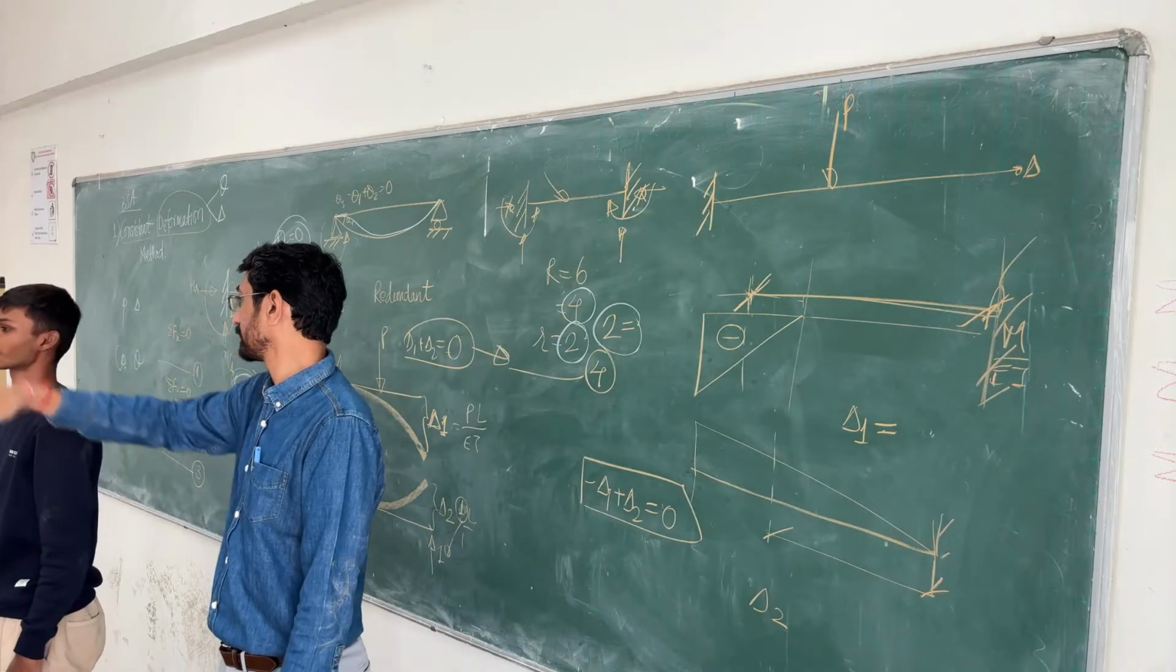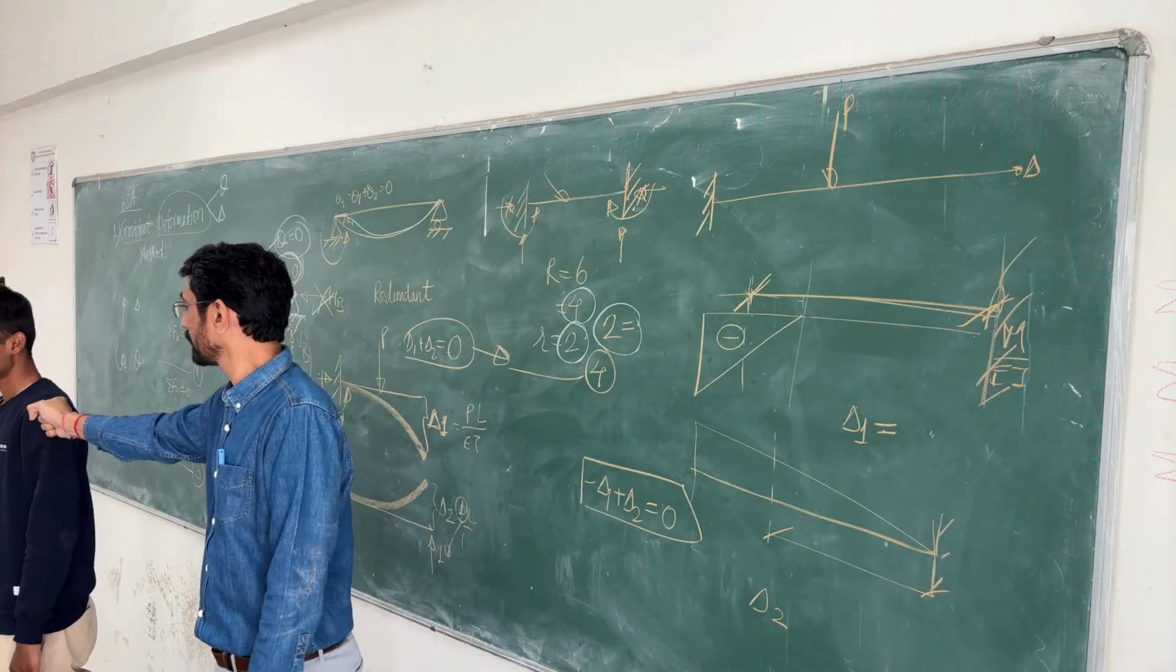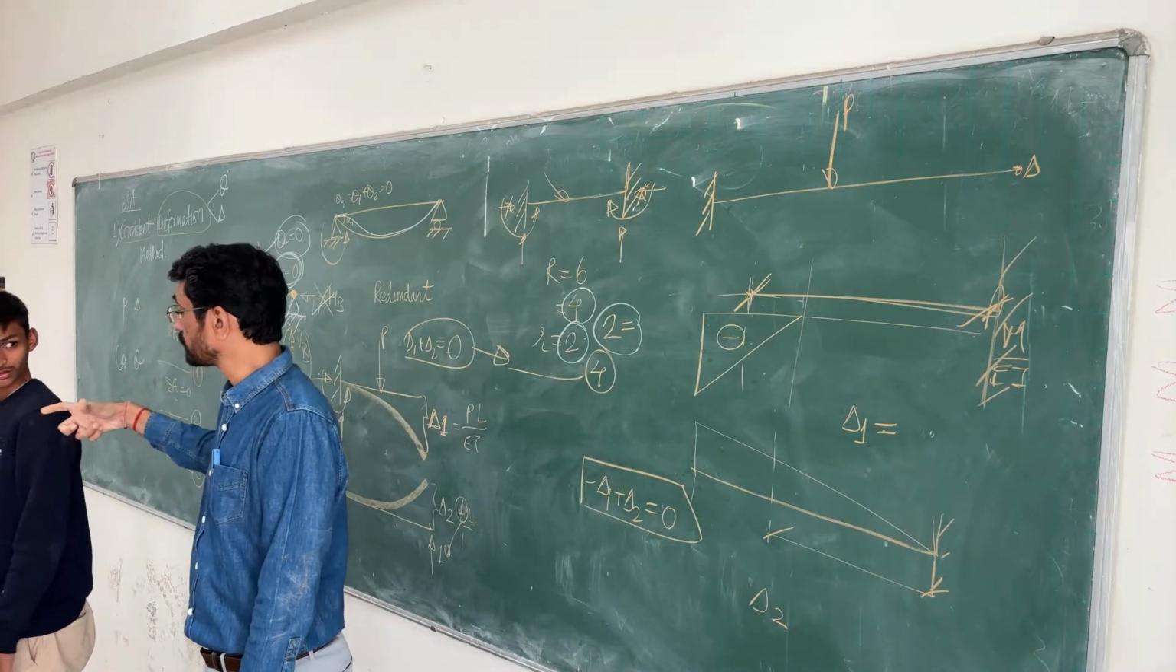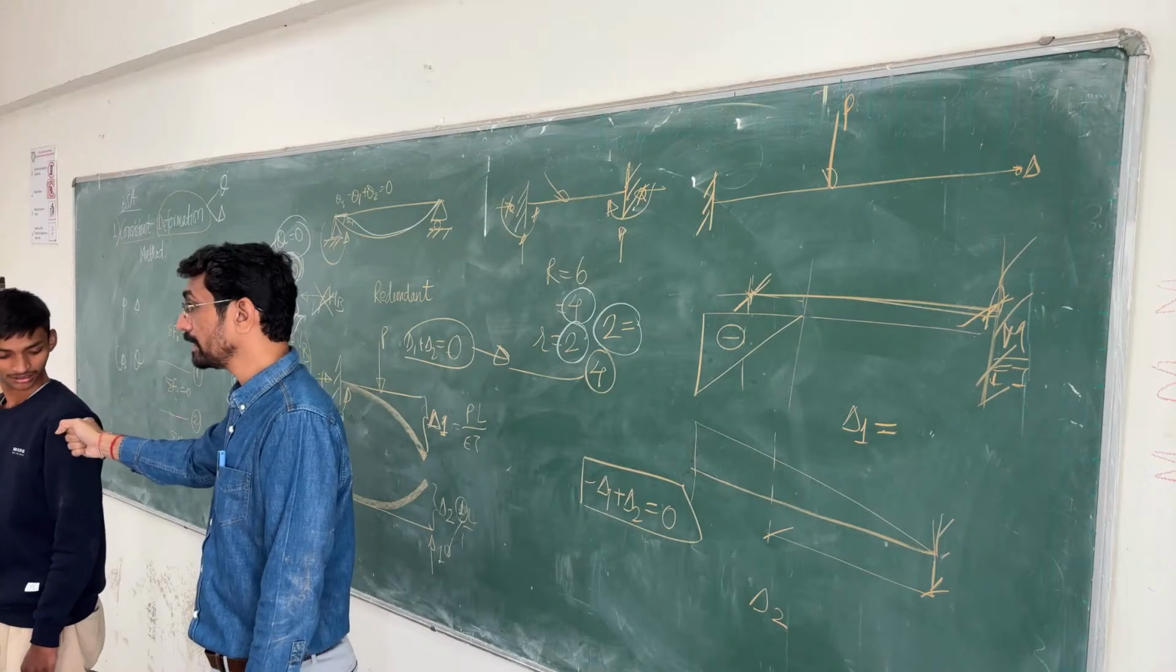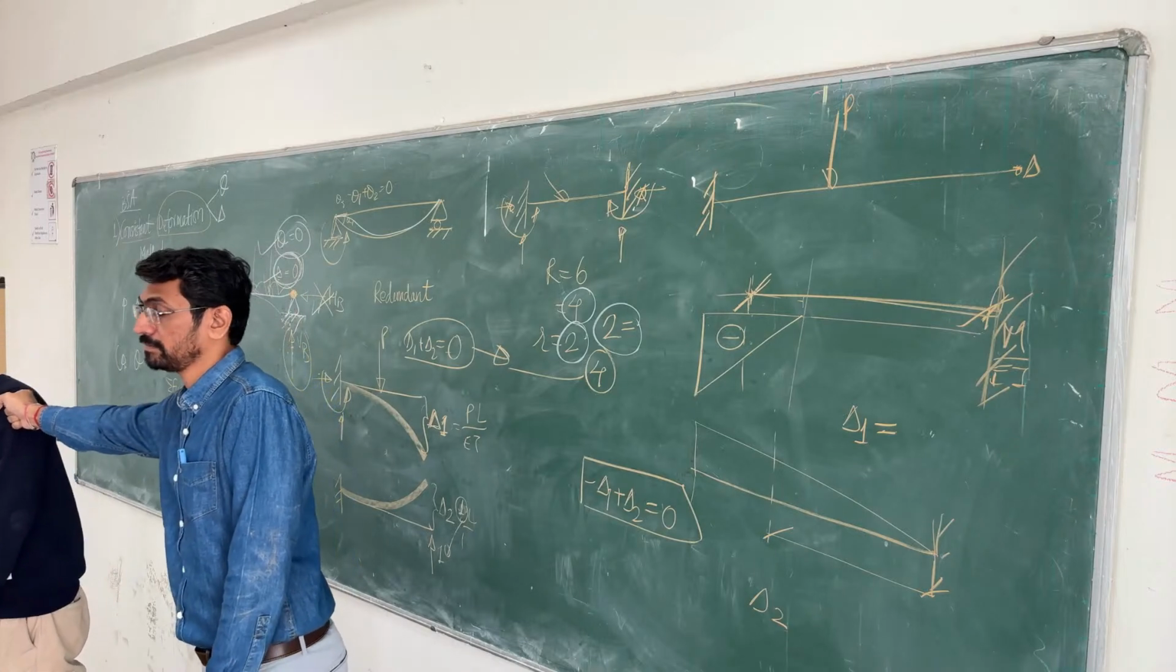What I mean? So what is observed? Delta. Delta is what? Deflection. So he is moving. Right?